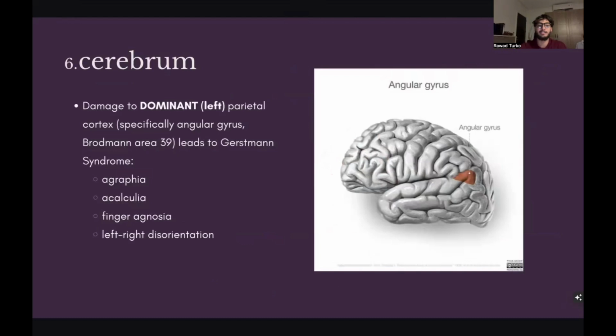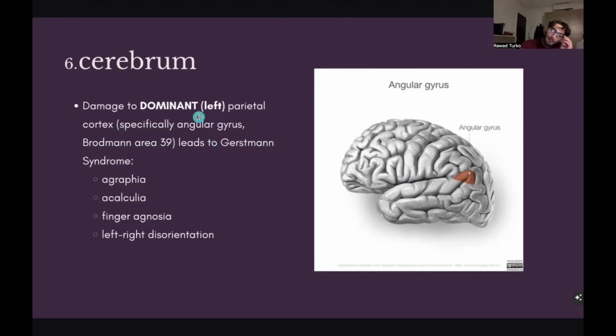So what exactly is B? This is something that we call the angular gyrus. Now, depending on which side of the brain is affected, it will lead to two different syndromes. First of all, you should know that every person has a dominant lobe and a non-dominant lobe. Usually it has to do with what your dominant hand is. So if you're right-handed, for example, your dominant lobe would be the left lobe. So for most people, the dominant lobe is the left lobe.